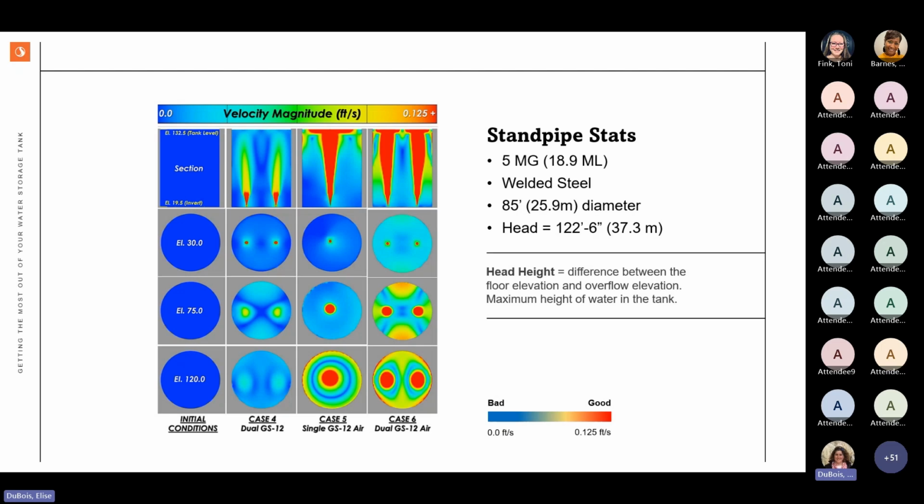Case 5, which is that third column in, looks at small bubble mixer, and case 6, the far right and the solution we proposed, is 2 small bubble air mixers. So why air? We use air when the tank has a height around 100 feet or taller. The air just moves that water up the tank better.